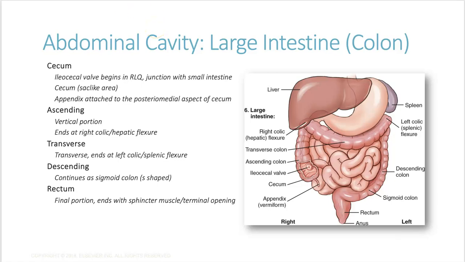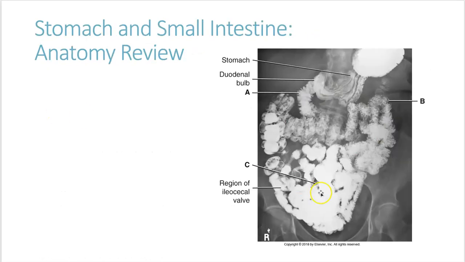Okay, let's pick up where we left off with the large intestine. So we went through the stomach a little bit, different parts of the small intestine. Now we're here at the colon or large intestine. So we ended with the ileum of the small intestine, that real solid looking part right here.